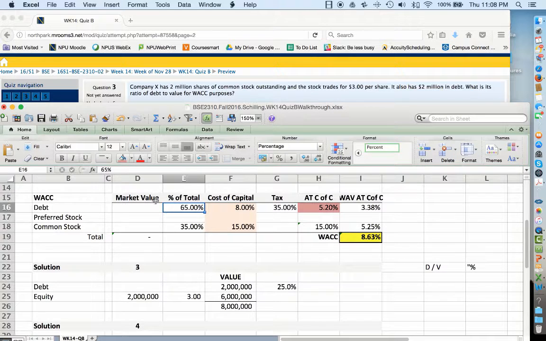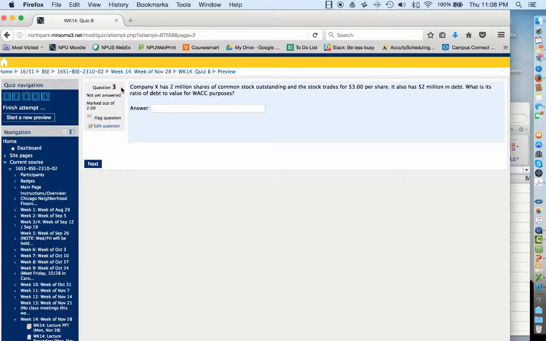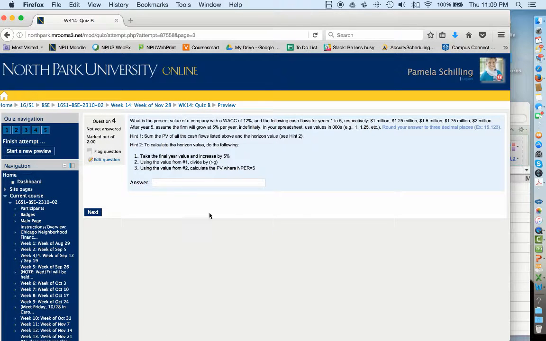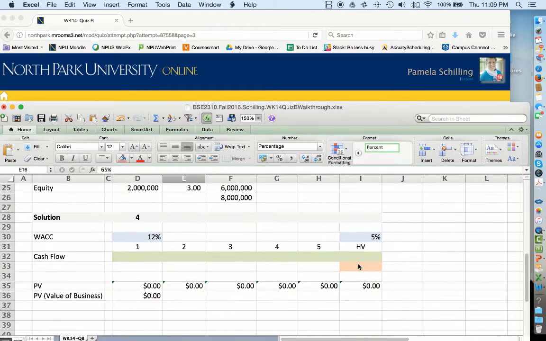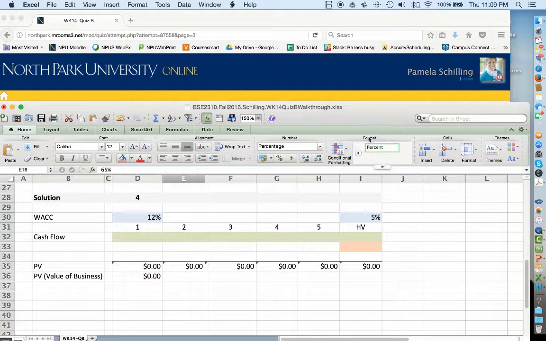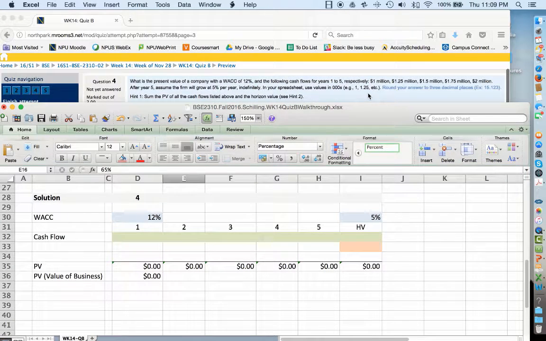Great. So now we're going to look at the fourth question, which has to do with a company valuation and determining the horizon value. In order to solve this problem, I've set up a small template. And what I have in here is a field where I've placed the weighted average cost of capital, which is 12%.